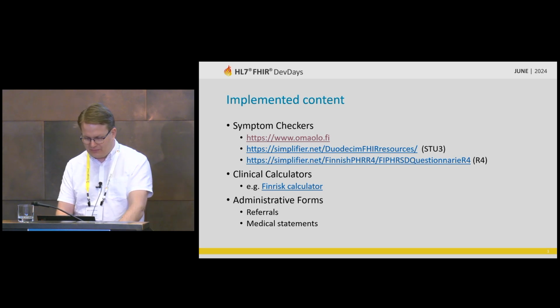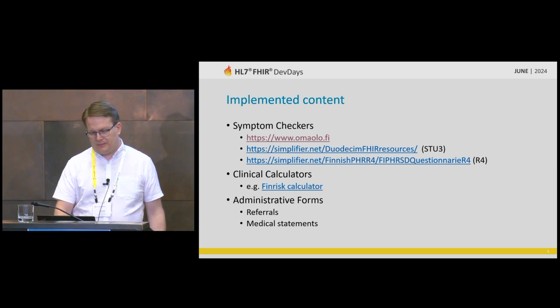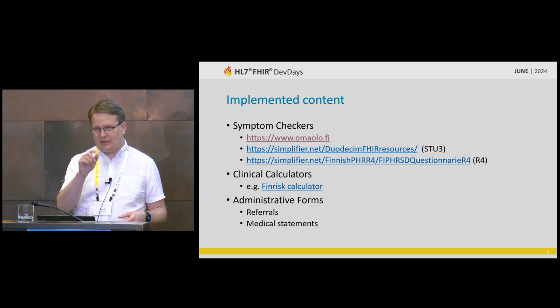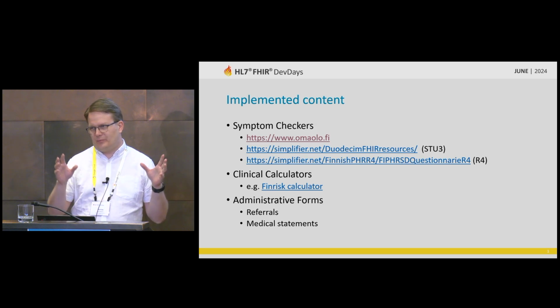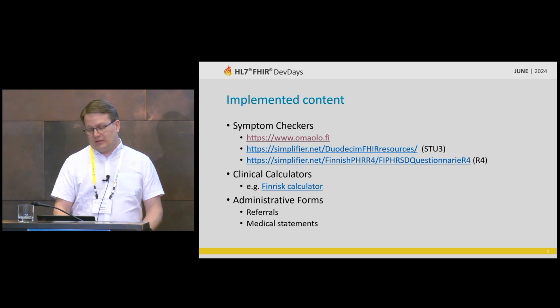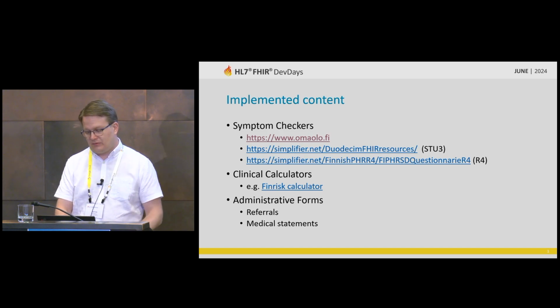Maybe I'll just quickly show also the FinRisk. This is one example of the calculators we have. It's really useful that it's pre-populated. You can just click a link in a health record system and it opens with everything pre-populated here. But then if you fill up a form, sometimes it doesn't make much sense to.